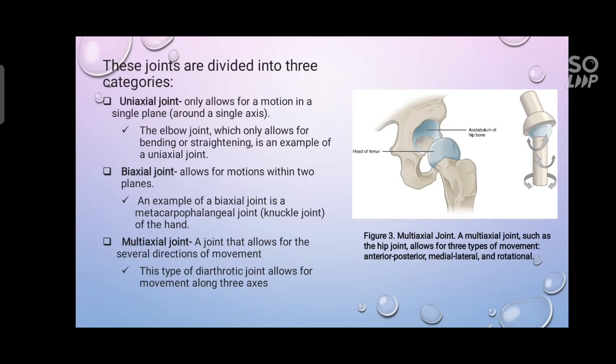A biaxial joint allows for motions within two planes. An example of a biaxial joint is the metacarpophalangeal joint or the knuckle joint of the hand. A multi-axial joint is a joint that allows for several directions of movement. This type of diarthrotic joint allows for movement along three axes. So a multi-axial joint such as the hip joint allows for three types of movement: the anterior-posterior, the medial-lateral, and the rotational.